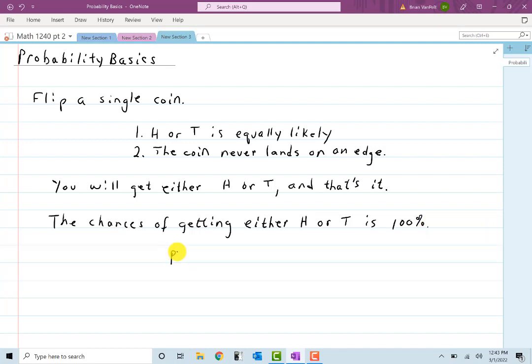So when I look at it, I can write something like this: P, meaning probability, and then I can put inside of the parentheses P(H or T). That means what's the probability of heads or tails occurring, and that's 100%. But on the other hand, we know that the two of them have the same probability of occurring. So the probability of heads is the same as the probability of tails.